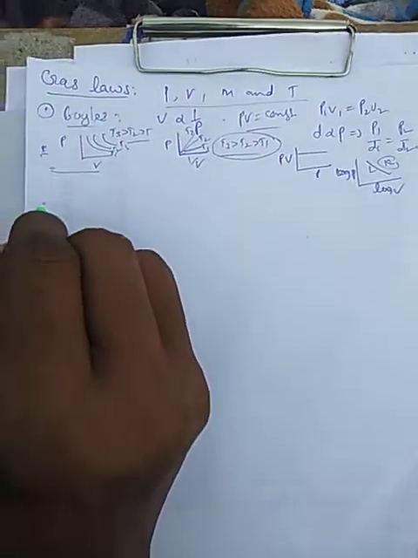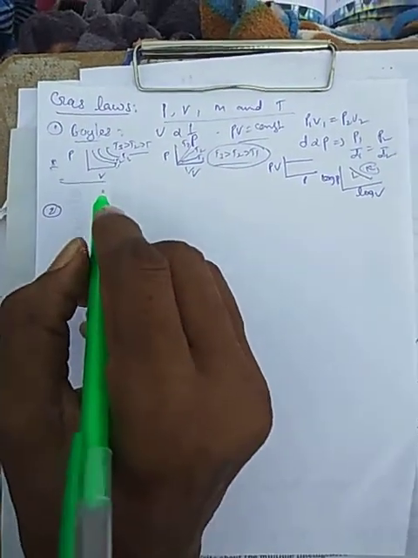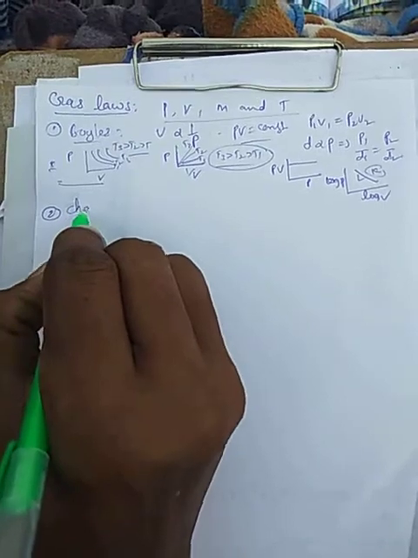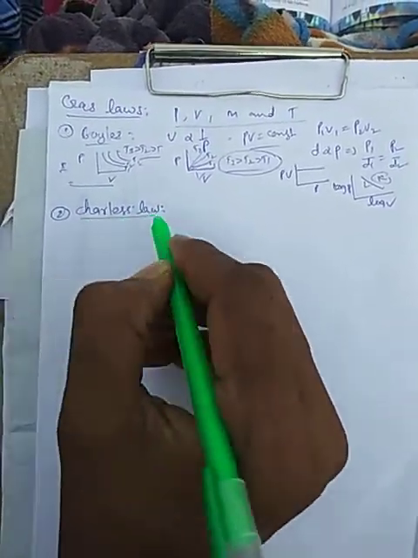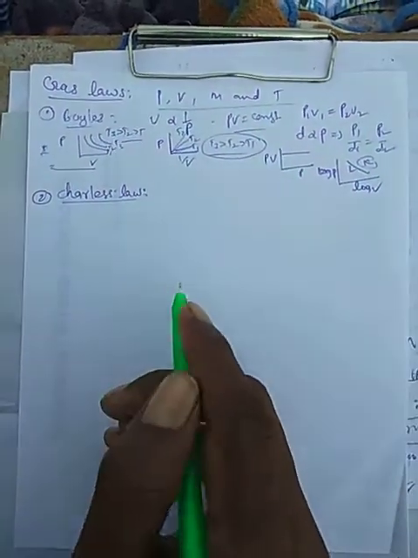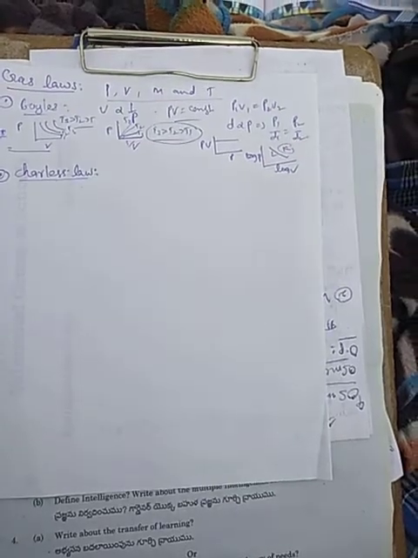The second law I am going to explain is Charles law. What does it mean by Charles law? At constant pressure, the given volume of the gas is directly proportional to its temperature, or it increases or decreases by 1/273 times. This is known as Charles law.